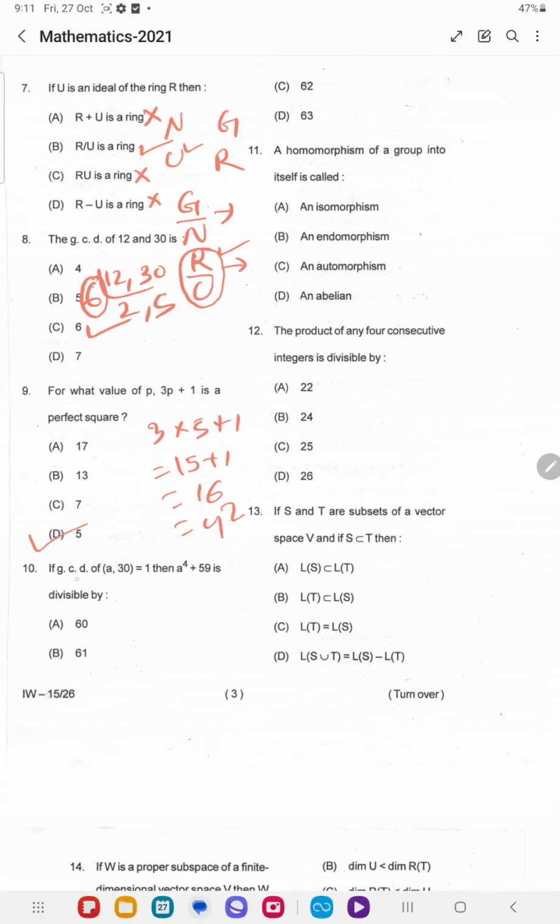In question 10, it is given that the GCD of a and 30 is equal to 1. We have to check whether a to the power 4 plus 59 is divisible by 60 or 61 or 62 or 63. We have to check this. Let us check it.